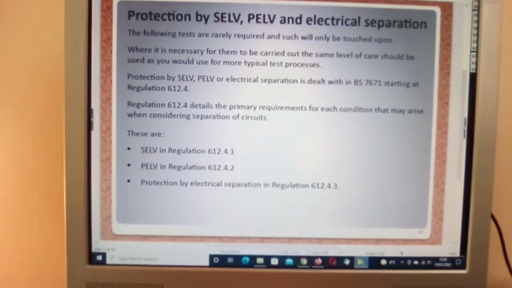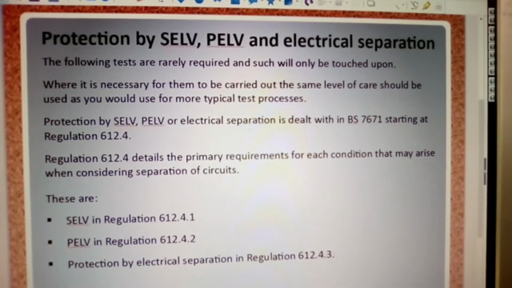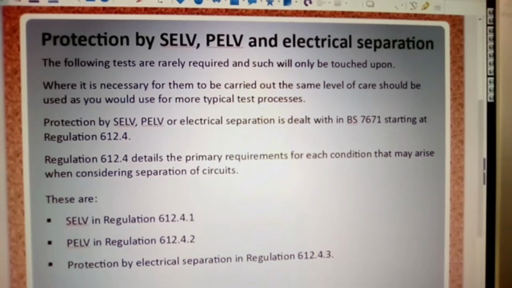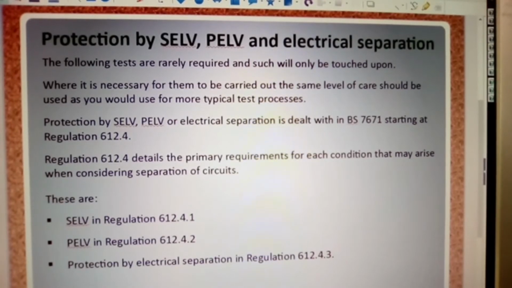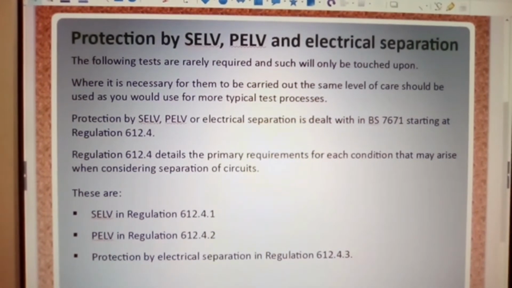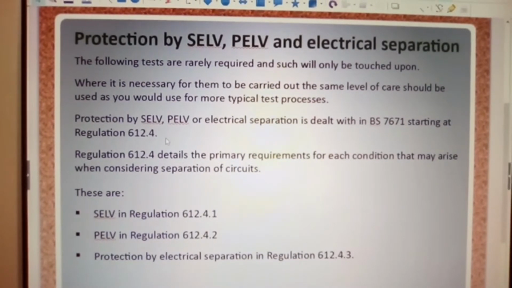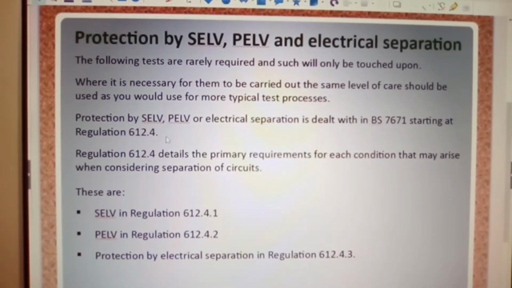Now here we have protection by SELV and PELV and electrical separation. Now PELV protects extra low voltage. PELV, I'm going to leave that for you to look up. I can't be telling you everything. And again, make sure that these regulations are concurrent with your current IET regulations for the electrical industry.